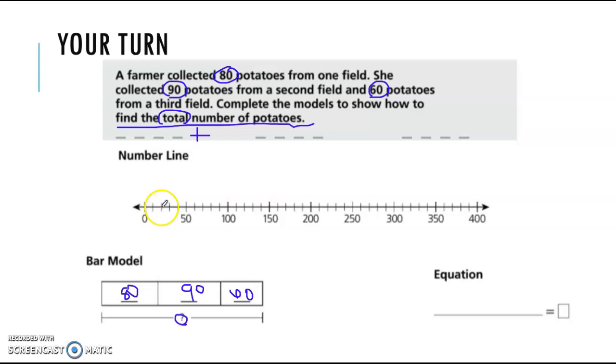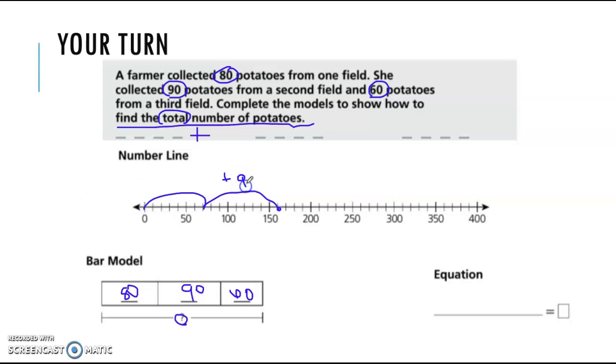On the number line, again, I do the same thing. I started from 0 and I'm going to jump to 80 because that's the number that I started with. Then I'm going to count and add 90. Since my number line is going by tens, I'm going to go ahead and count 10, 20, 30, 40, 50, 60, 70, 80, 90. I'm going to mark it right there and add my jump from 80 to 90 equals 160.